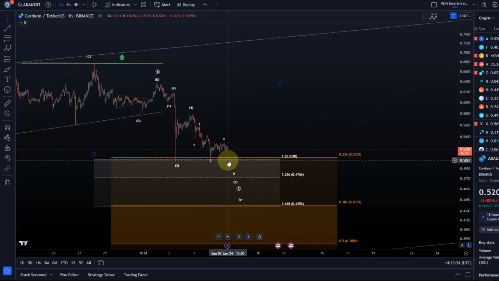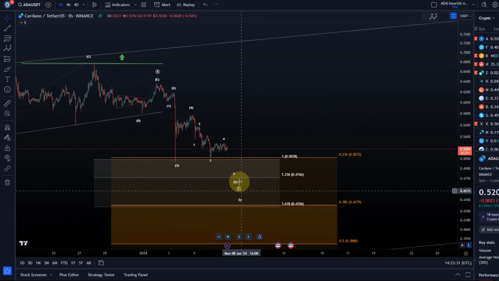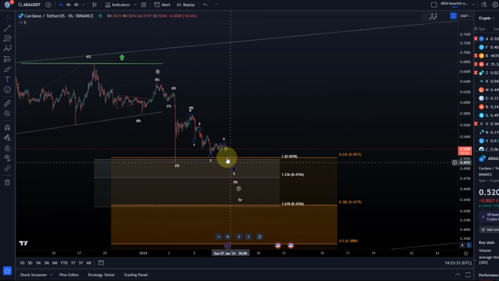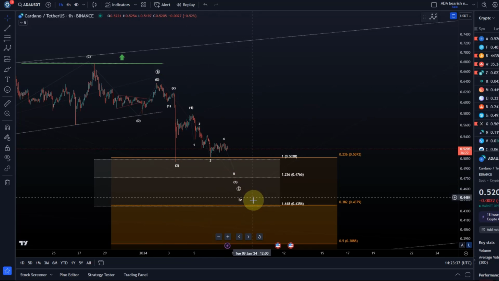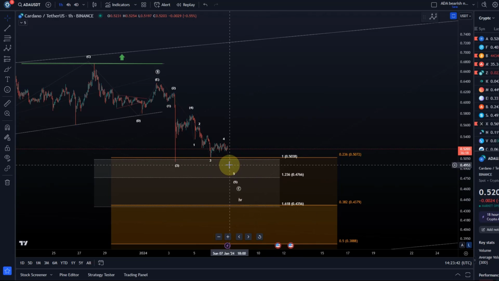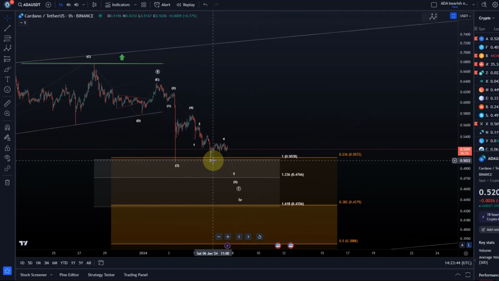50.4 cents, 47.6, and then 43.5. These are key levels, and depending on if this is turning into an impulse or an ending diagonal, it might go a little bit lower or not. But this is sort of the area that I would be watching for a low to form. So I think we're fairly close.